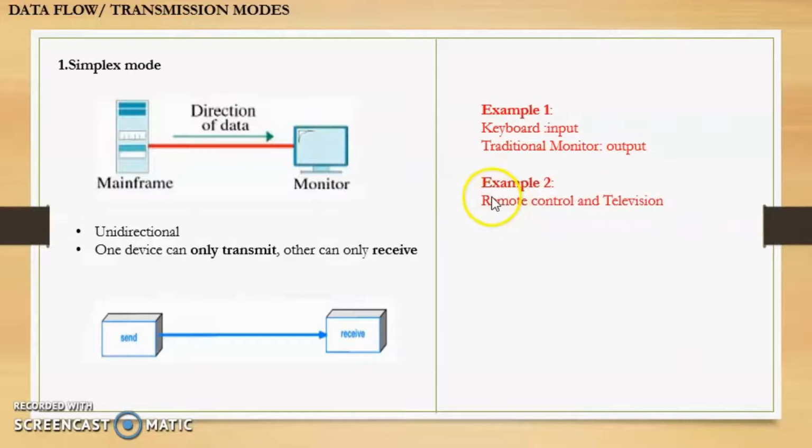Another example of simplex communication is the data flow between the remote control and the television, wherein the remote control can only transmit the data, whereas the television can only receive the data.